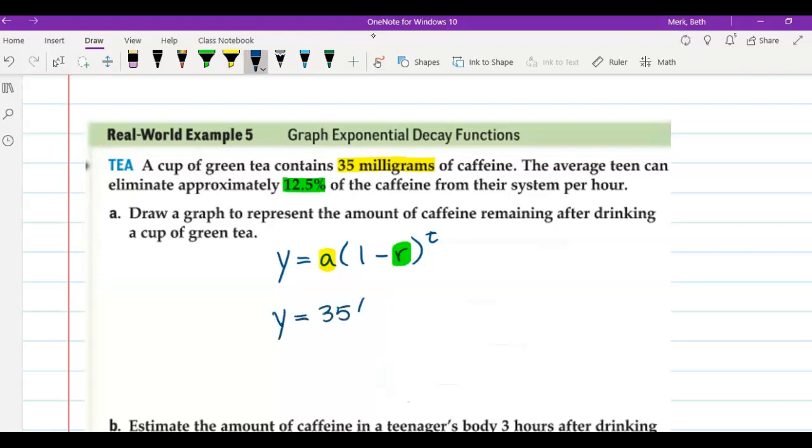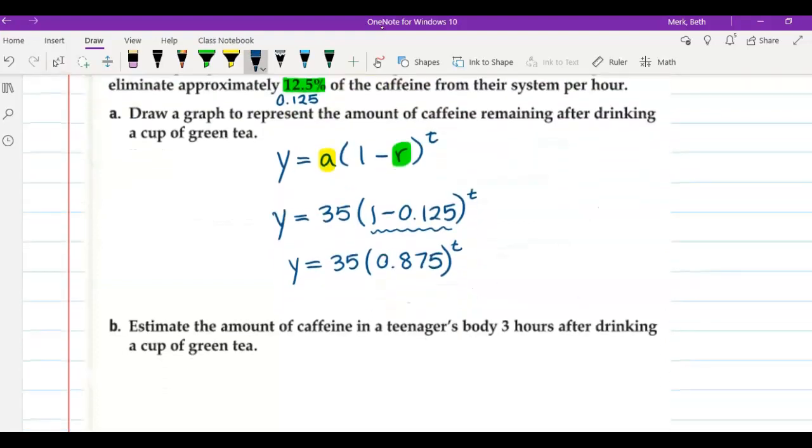So first, let's write the function. We start with 35. 1 minus, what is this as a decimal? 0.125, to the t. And then we could simplify what's in the parentheses here. Y equals 35, 0.875 to the t. Then it says, estimate the amount of caffeine in a teenager's body 3 hours after drinking a cup of tea. Notice that this is caffeine from their system per hour, so I know T represents hours.